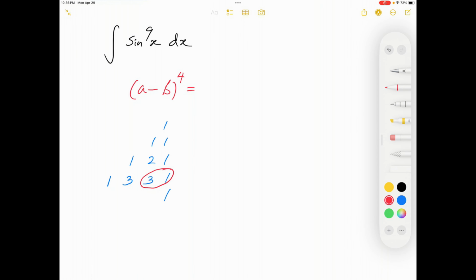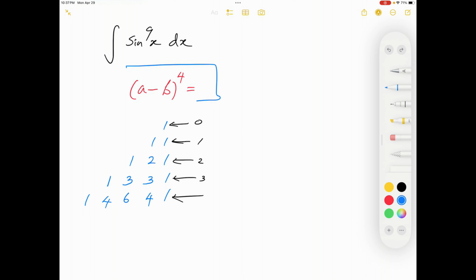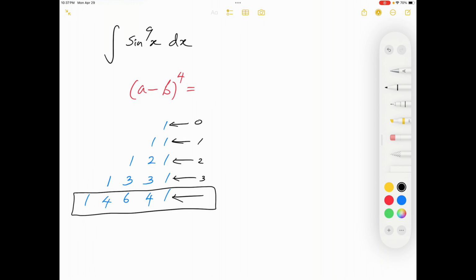And similarly, we are going to add these two numbers and write it here. 3 plus 1 is equal to 4, and then we are going to add these two numbers and write it here. 3 plus 3 is equal to 6, and then we are going to add these two numbers and write the answer here. 3 plus 1 is equal to 4, and there will be a 1 again. And these are the coefficients corresponding to each of those powers: 0, first power, second power, third power, and the fourth power. What we have right here is a fourth power. Therefore, what we need is this line as the coefficients.